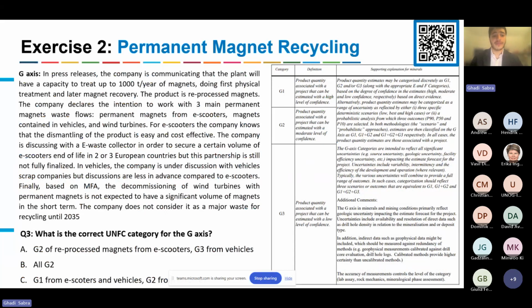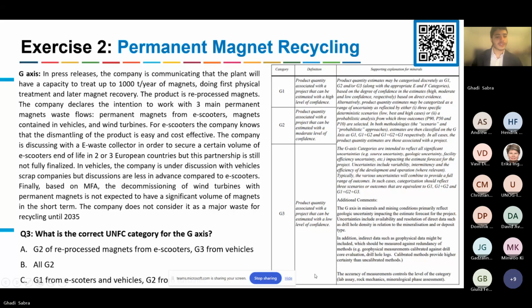Finally, based on the MFA, material flow analysis, the decommissioning of wind turbines with permanent magnets is not expected to have a significant volume of magnets in the short term. The company does not consider it as a major waste for recycling until 2035. So what is the correct UNFC category for the G axis?